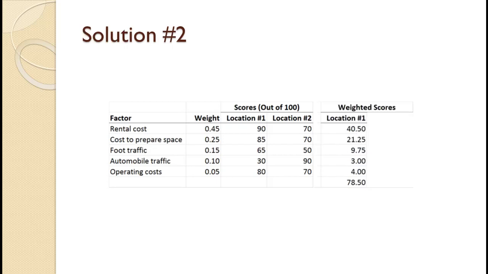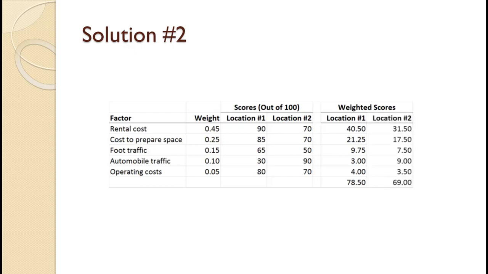For location 1, 0.45 times 90 equals 40.50. 0.25 times 85 equals 21.25. 0.15 times 65 equals 9.75. 0.10 times 30 equals 3.00. 0.05 times 80 equals 4.00. These values sum to 78.5.